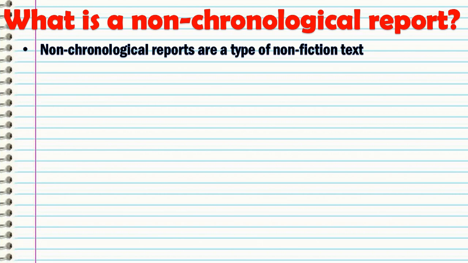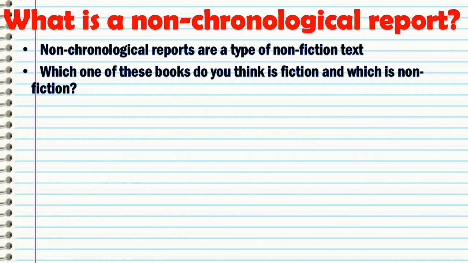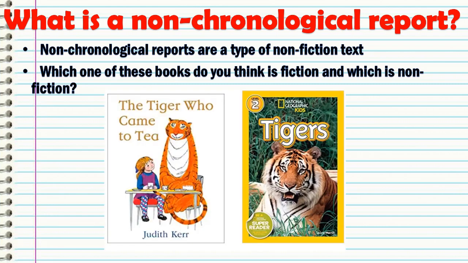So non-chronological reports are a type of non-fiction text. Now which one of these two books do you think is fiction and which is non-fiction? So hopefully if you've been to the Zoom call today you should know the answer to this. So I want you to point to the non-fiction book. So one book is The Tiger Who Came to Tea and the other book is called Tigers. So point to the non-fiction book.